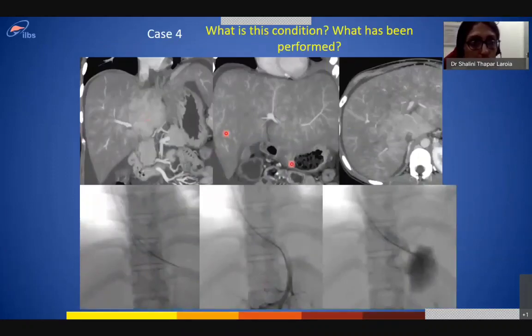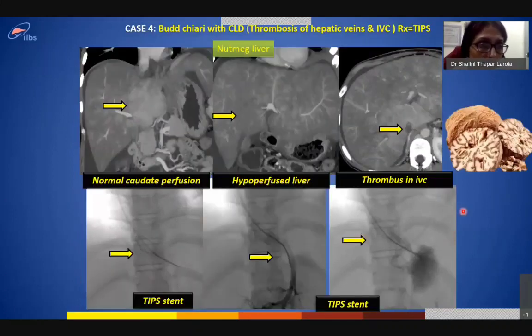Now look at this case. What is this condition? We have the CT here, and what is the procedure that has been performed? Okay, let's move on to the solution for this. Now, this is a classical Budd-Chiari syndrome with chronic liver disease, which is happening in this patient, and the treatment is TIPS, which is transjugular intrahepatic portosystemic shunt.